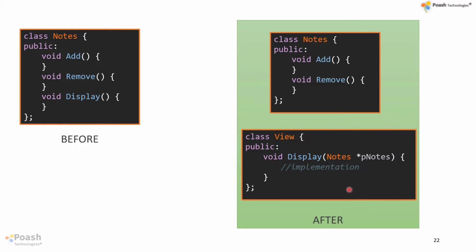After we apply single responsibility principle, we put the responsibility of displaying the notes in the view class. It accepts the notes pointer and can display the notes. Notes itself does not know how its data is displayed. So this way, we can display notes in any way we want.